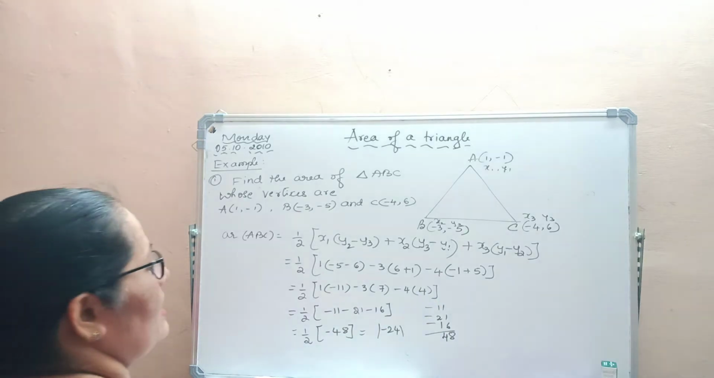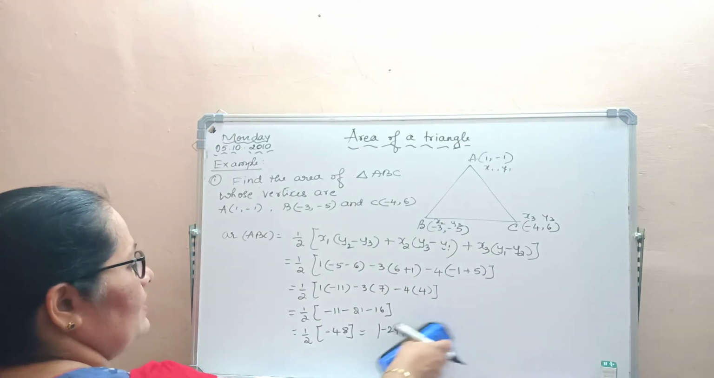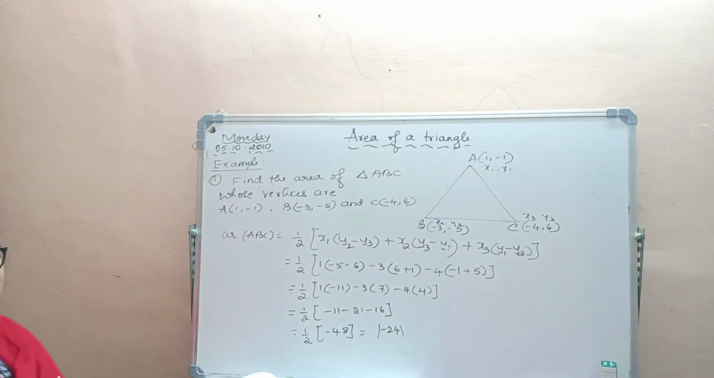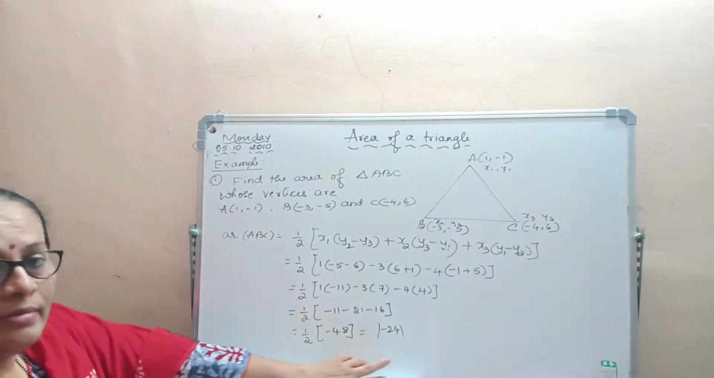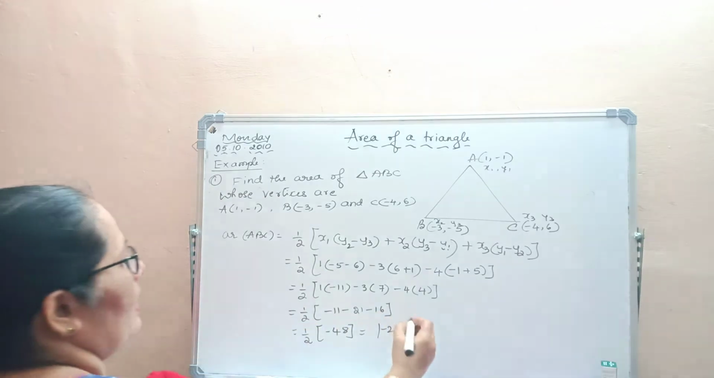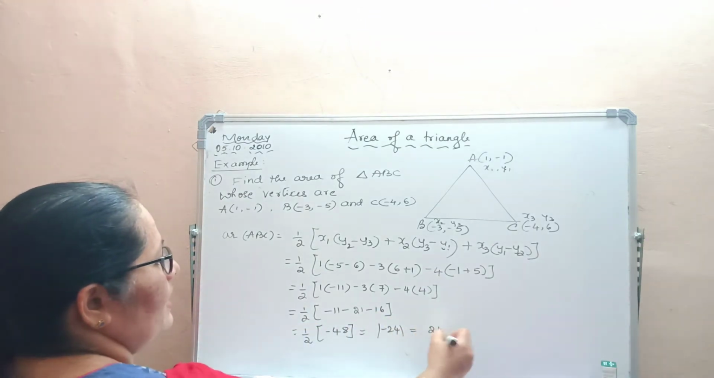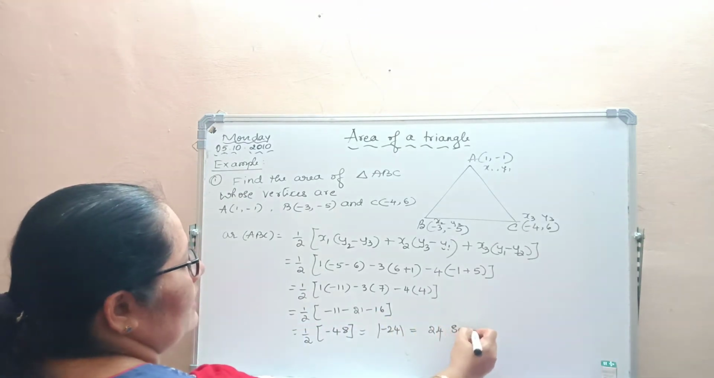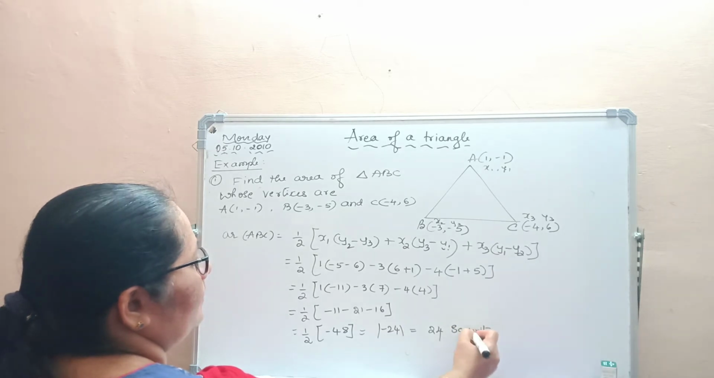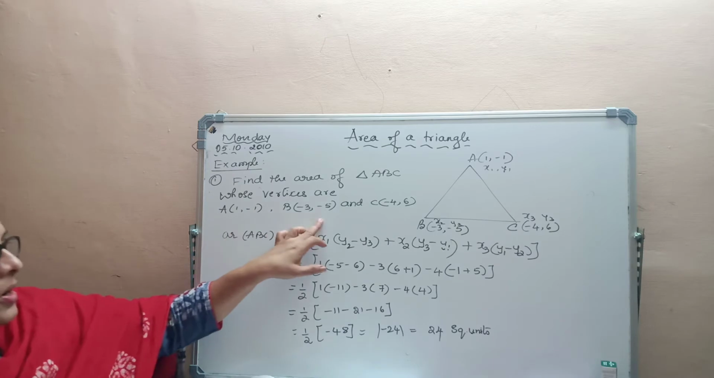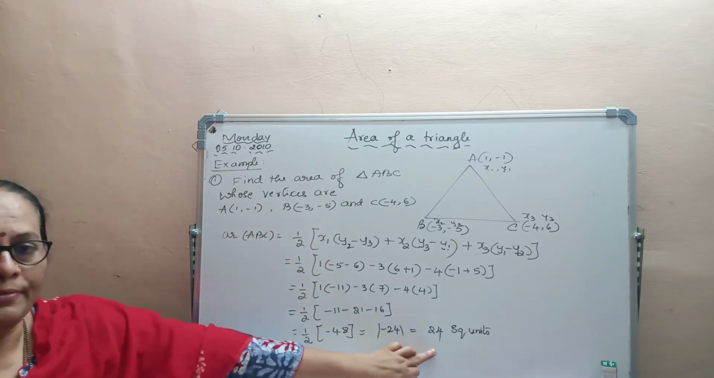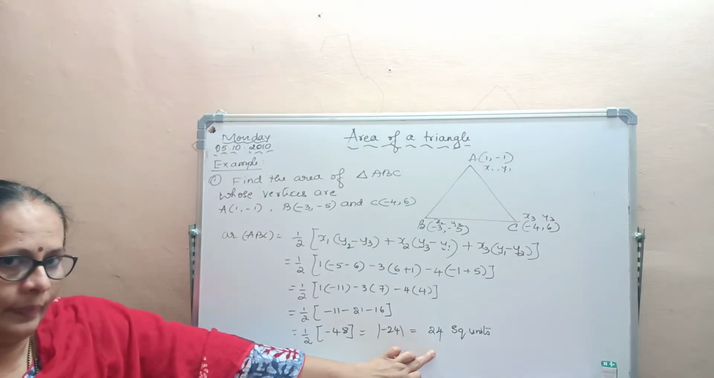So which is -24 square units. As I told earlier, area cannot be negative. So you have to take the numerical value of this, so the area of the triangle is 24 square units. The area of triangle ABC using these coordinates is 24 square units.